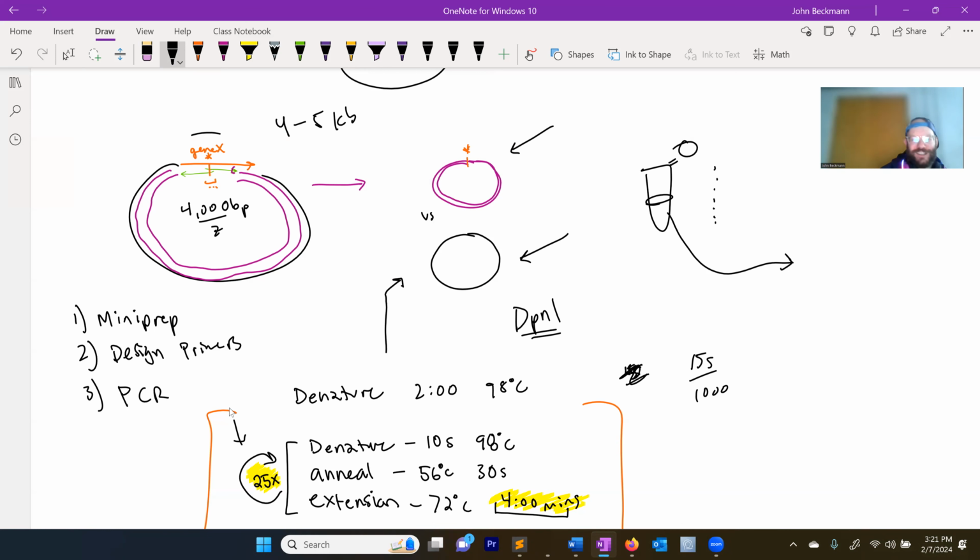Okay, so DpnI is a real funky restriction enzyme that preferentially cleaves methylated DNA. Okay, so here's what you need to remember about DpnI. Usually I probably do put this on the test because this is a very important biotechnology reagent. It's a restriction enzyme that cleaves methylated DNA. Okay, so my next question is, of these two plasmids that are in the tube, which one is methylated and why?